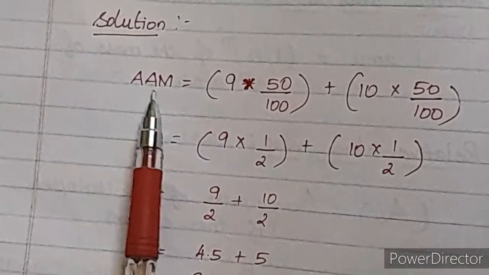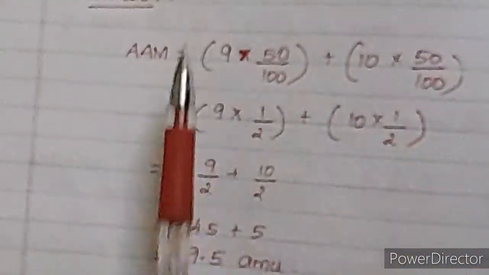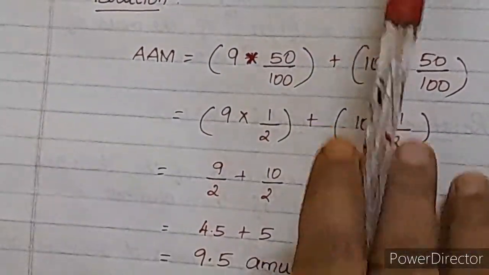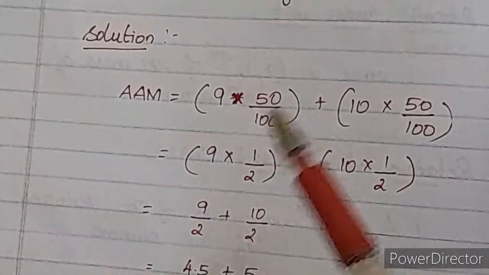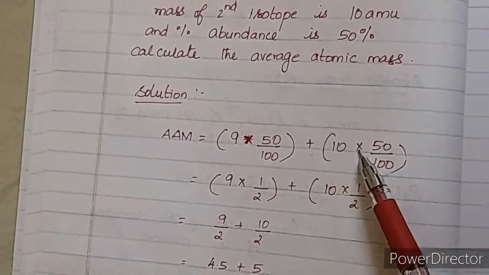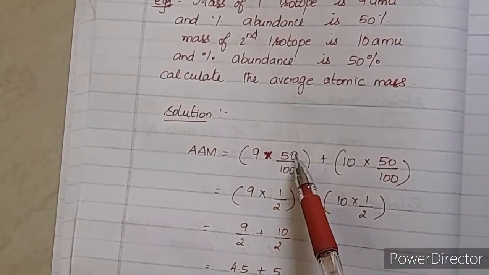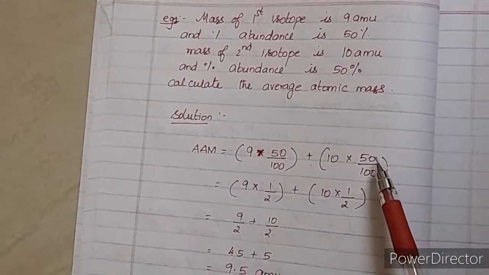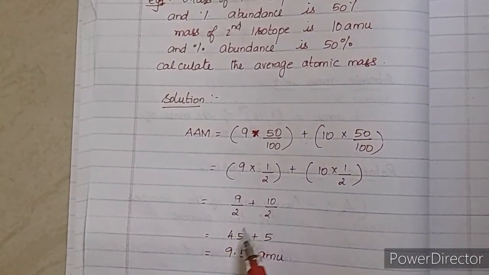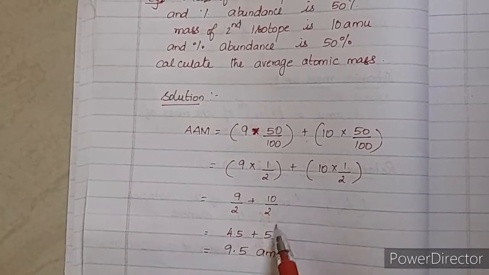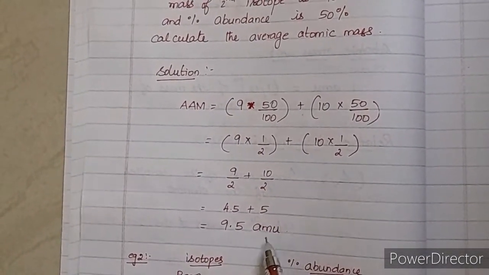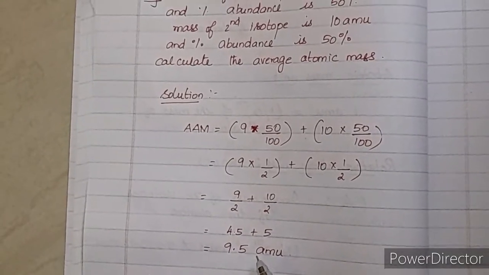To calculate the average atomic mass, I will multiply the mass of the first isotope, that is 9 AMU, into 50%. 50% can be written as 50 by 100, plus mass of the second isotope, that is 10 into 50%. Now when I cancel 50 and 100, it will be 1 by 2. Now here also the same. So now this is 9 by 2 plus 10 by 2. 9 by 2 is nothing but 4.5 and 10 by 2 is 5. So when you add this, you will get 9.5 AMU. So this is how you calculate the average atomic mass.